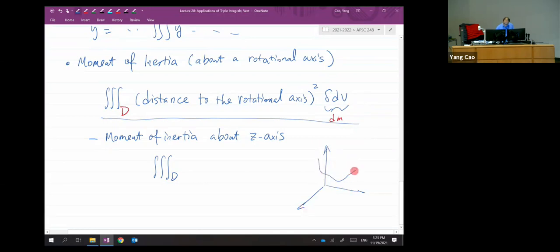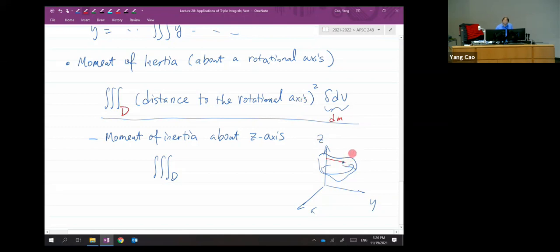So about the Z axis, essentially it's like this. You have a 3D object, and this is your Z axis. Then how much of a rotation can be initiated, or how difficult is it to make it rotate around this Z axis? That's what we call the moment of inertia about the Z axis. So if you pick a point, what is the distance from that point to the Z axis? And this is where you insert over here into the bracket.